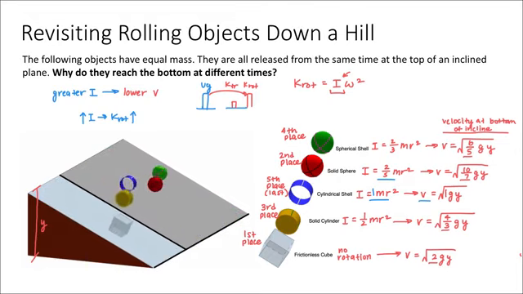On the other hand, the cylindrical shell has the greatest moment of inertia, and so it will have the greatest rotational kinetic energy, but the lowest translational kinetic energy. And this helps us explain why these objects reach the bottom of the inclined plane at different times.